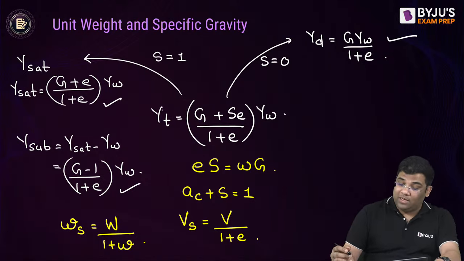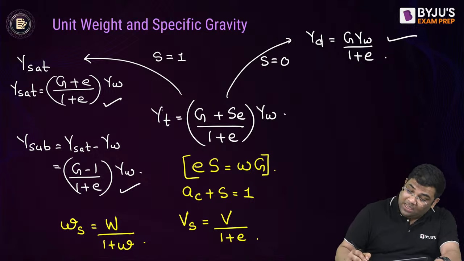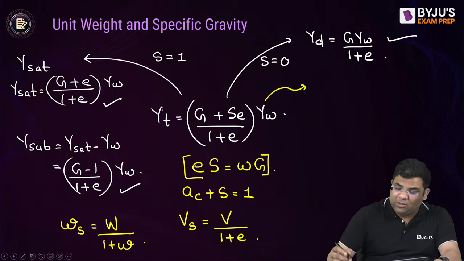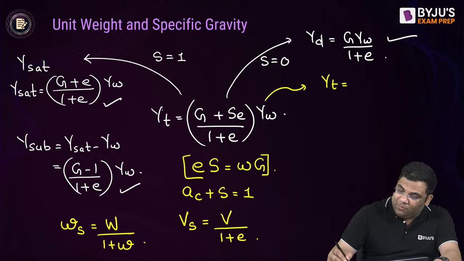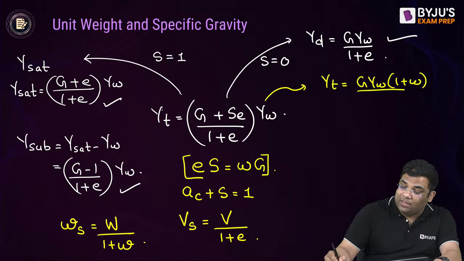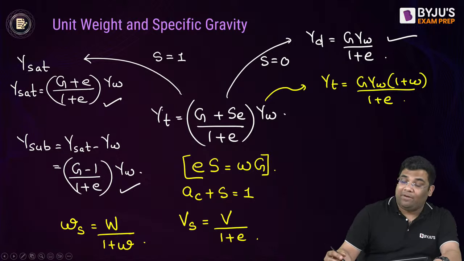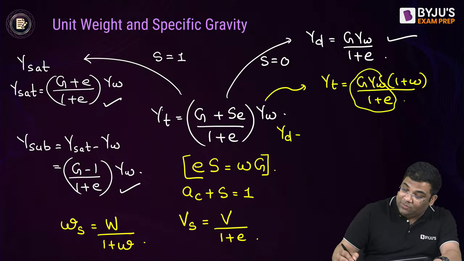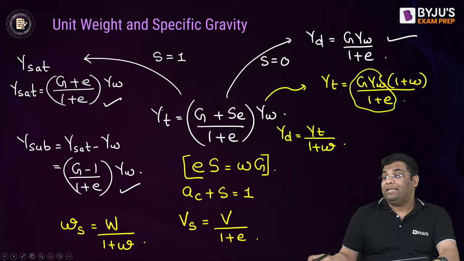And all these formulas, you see, if you know this formula, I can put here and get what? Se plus wG, so G plus wG, I can take G common, and I can say gamma T will be equal to G gamma W (1 plus w) by 1 plus e. From here, this is gamma D, and I can say that gamma D is equal to gamma T by 1 plus w. You see, easily I can remember all these equations.